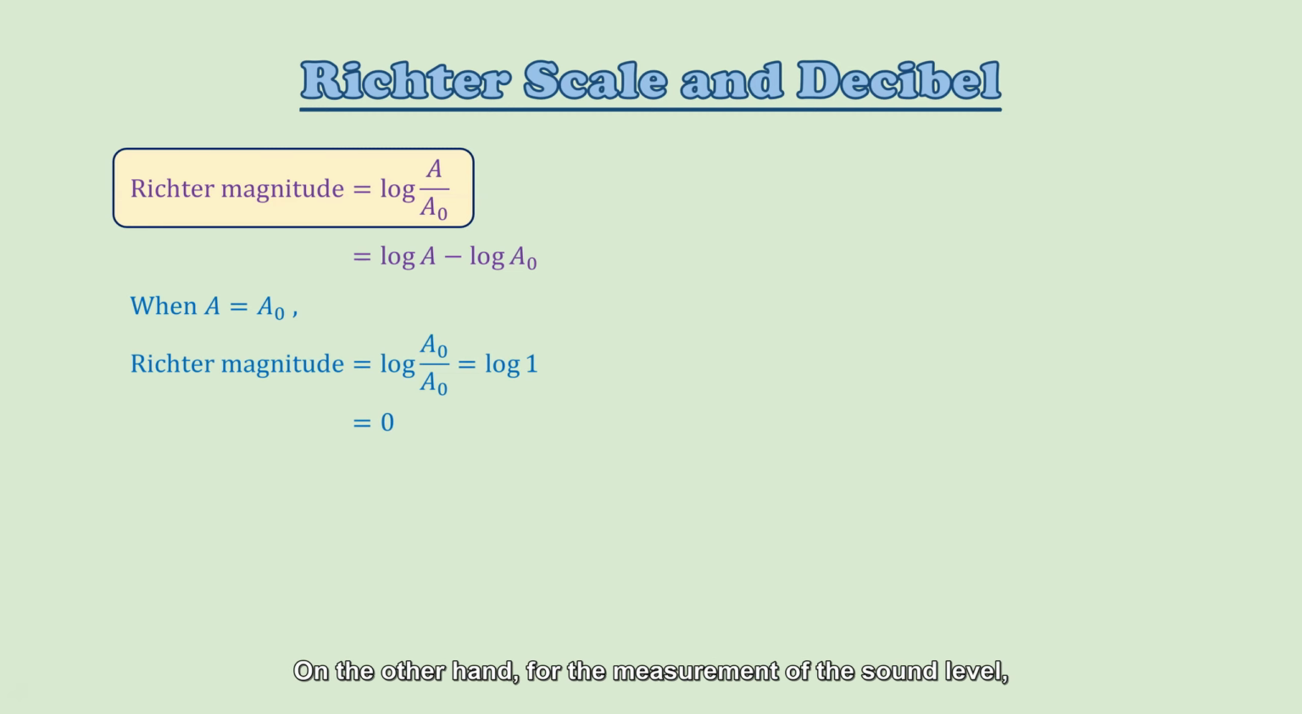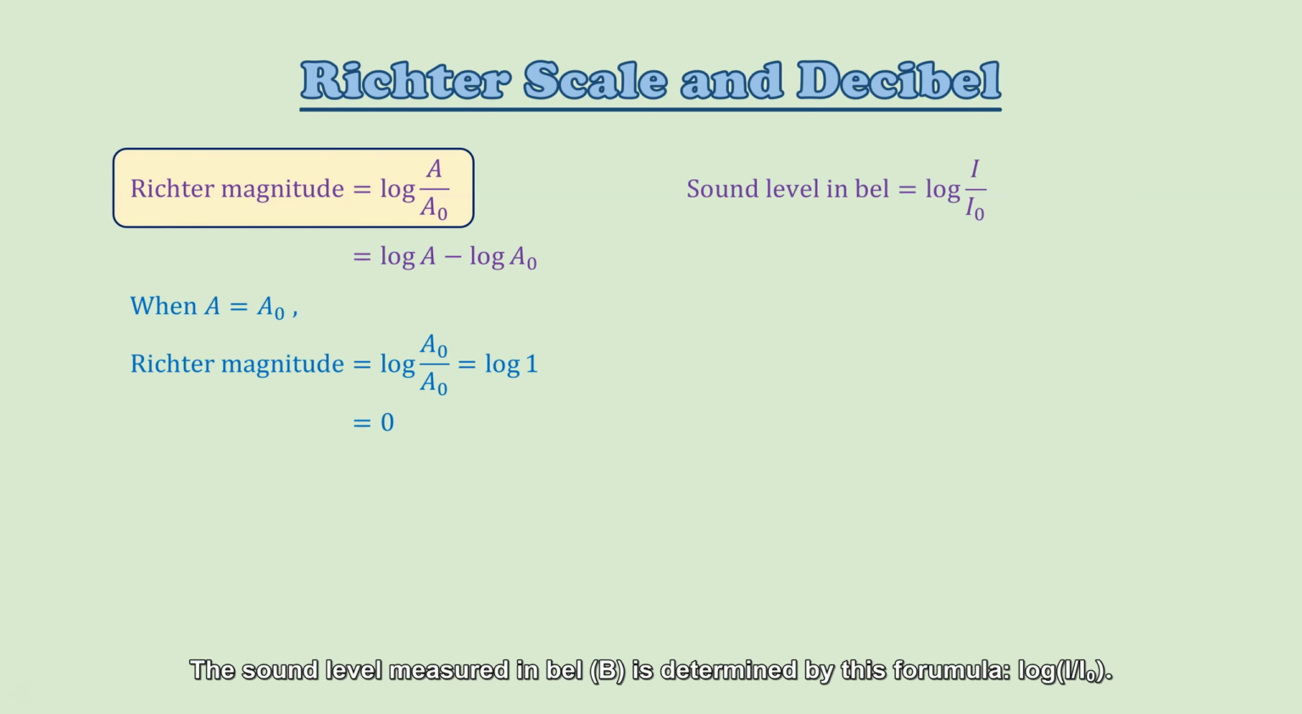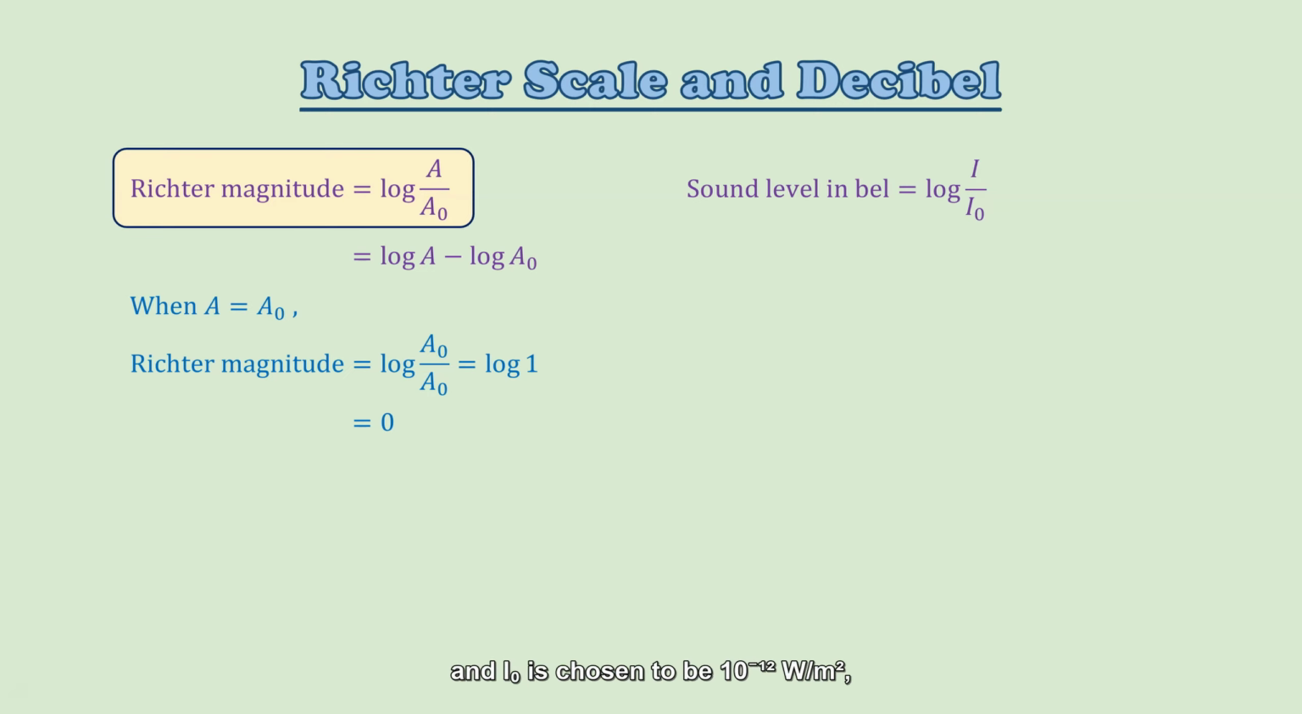On the other hand, for the measurement of the sound level, we have a similar formula. The sound level measured in bel is determined by this formula, the logarithm of I over I naught. I is the intensity of the sound wave, and I naught means the intensity for which the sound level in bel is equal to 0. In physics, the intensity of sound waves means the power carried per unit area, and I naught is chosen to be 10 to the power minus 12 watt per meter square, which is the intensity of the sound that a normal human being can just hear. Again, these technical details are not the focus of this video.